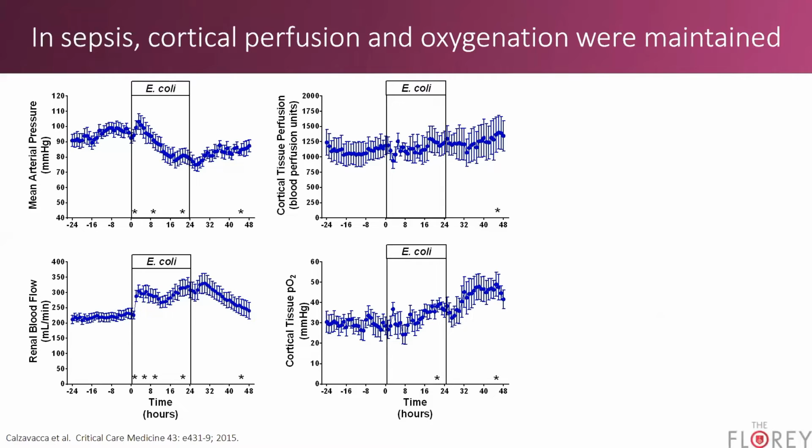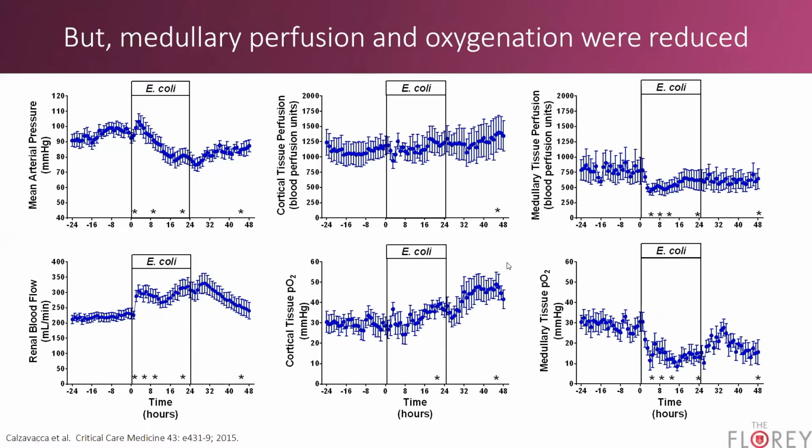So if we first look at the cortex, you can see that even though we had an increase in renal blood flow, there was little effect on cortical perfusion or in cortical PO2. But interestingly, there was a significant drop in medullary tissue perfusion and a really large drop in medullary tissue PO2 from a normal value of about 30 to close to 10 millimeters of mercury. So this is really quite a substantial drop, and we think that this is one of the causes of the acute kidney injury that develops in sepsis, and Yogesh will describe this in more detail.